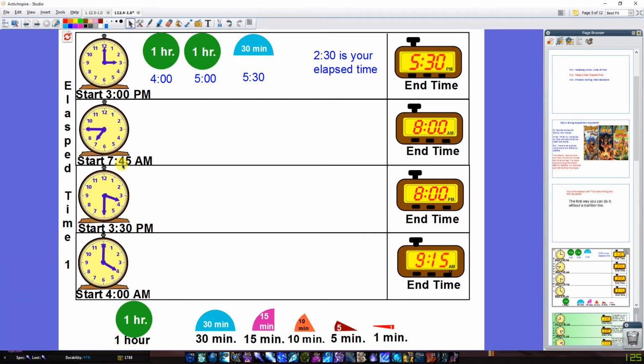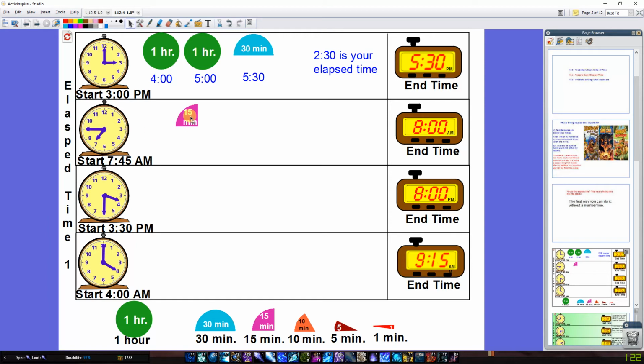So we start at 7:45, and we have to end at 8 o'clock. Can we use an hour? No, because 7:45 plus 1 hour is 8:45. That's too much. What about using 30 minutes? Actually, let me do this. Let's keep it simple. Let's get this 7:45 to 8 o'clock. And yes, it's an easy problem.